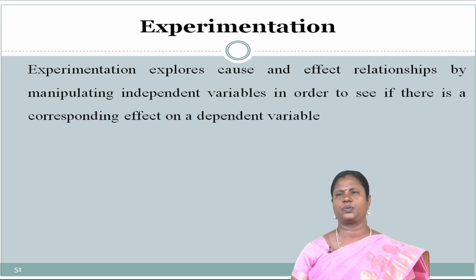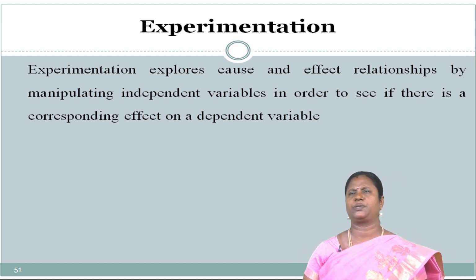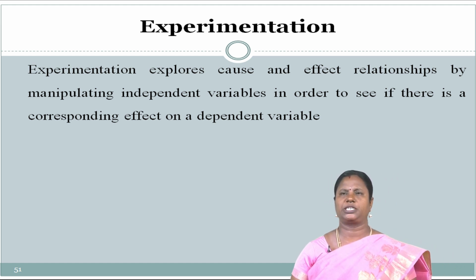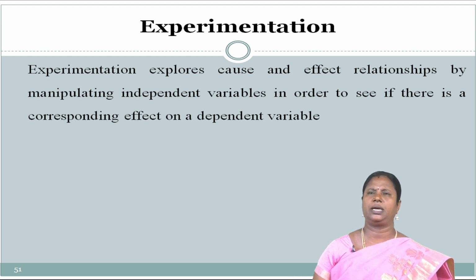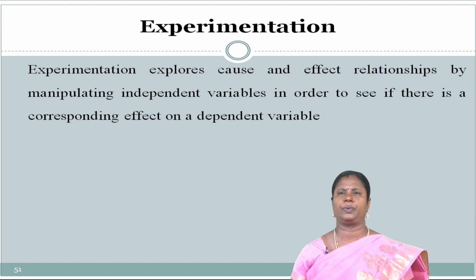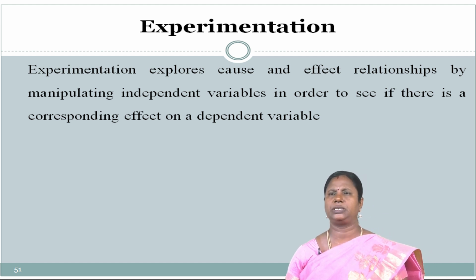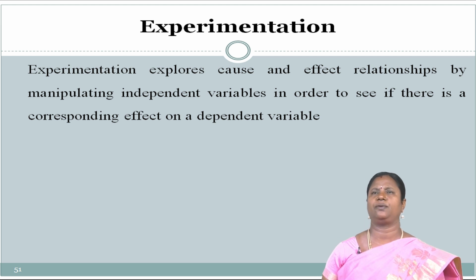Then experimentation explores cause and effect relationships by manipulating independent variables in order to see if there is a corresponding effect on a dependent variable. Few experiments require both a controlled environment and the use of a randomly assigned control group. This can be difficult to achieve in human-centered experiments conducted in the real world.